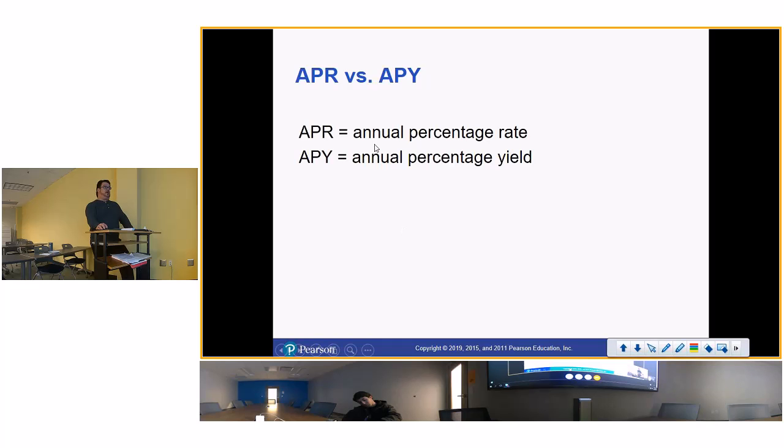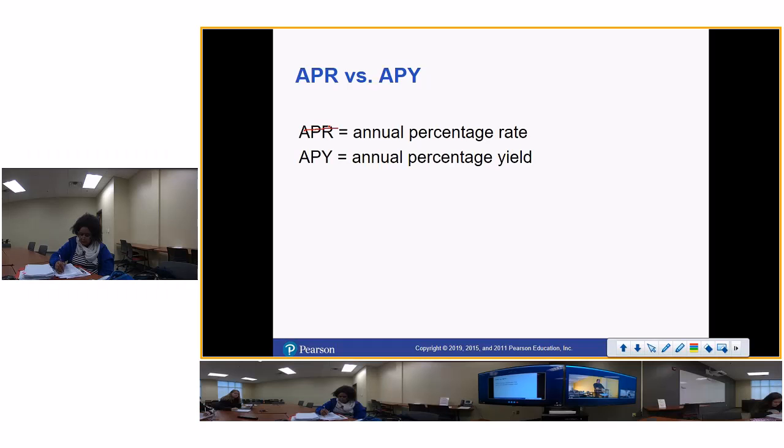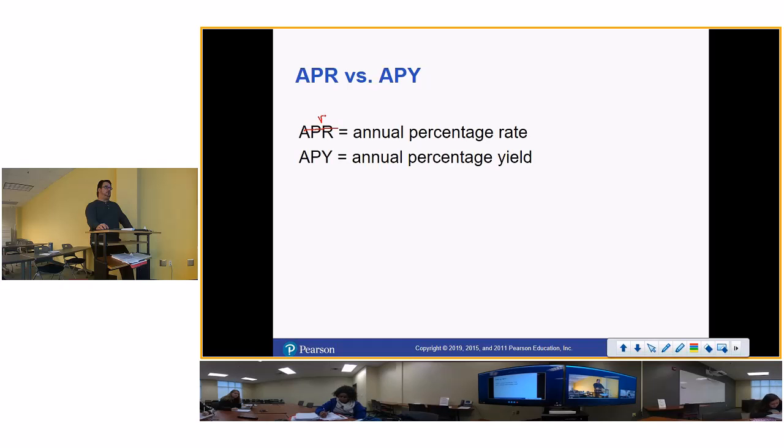There's annual percentage rate, which is R. Mark that out. That's R. Usually it's lowercase r in most of your business books. Lowercase r is an annual percentage rate. Okay? APY, that's what we're learning, annual percentage yield. And then they're going to give you the formula here in just a minute.